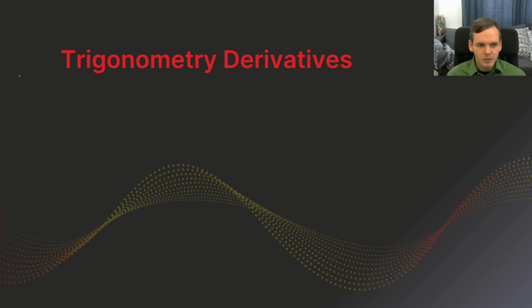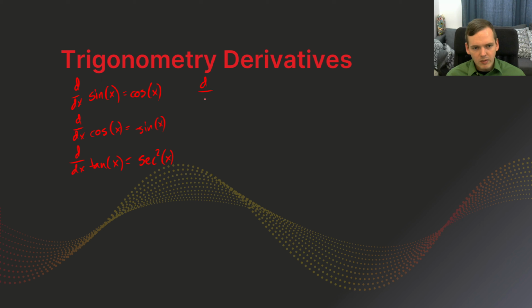Trigonometry derivatives. There's a bunch in here, but we'll start with a few of them. The derivative of sine of x is equal to cosine of x. The derivative of cosine of x is negative sine of x. The derivative of tangent of x is equal to secant squared x.